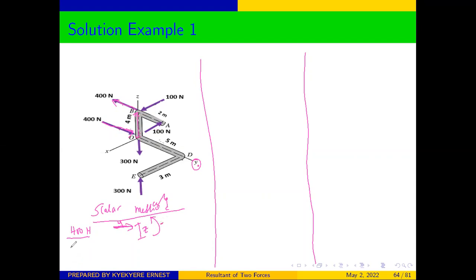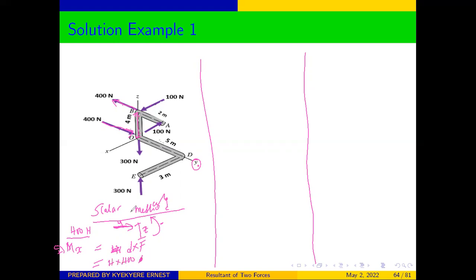So we can say that the 400 will give us moment in the x-axis. Mx, moment in the x-axis, will be equal to, don't forget that we are taking the anti-clockwise to be positive. So Mx is equal to 400. We know that the formula for finding moment is d times F. So here our moment is going to be 400 times the distance between them, which is 4.